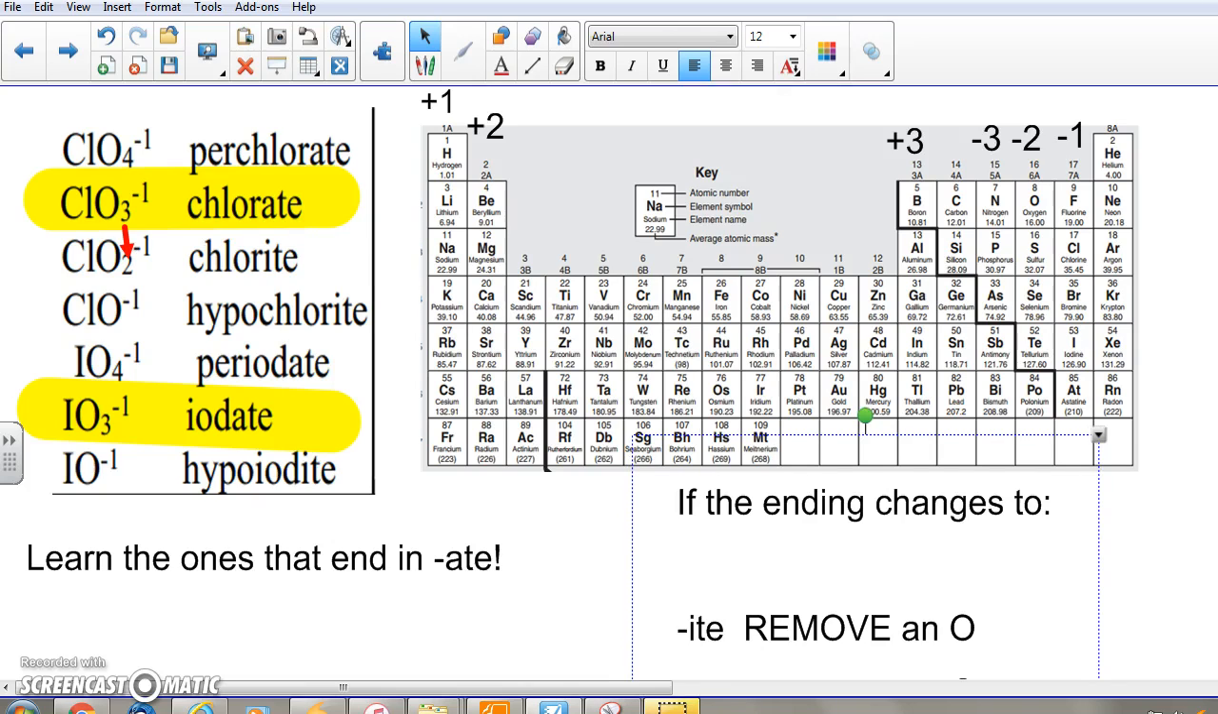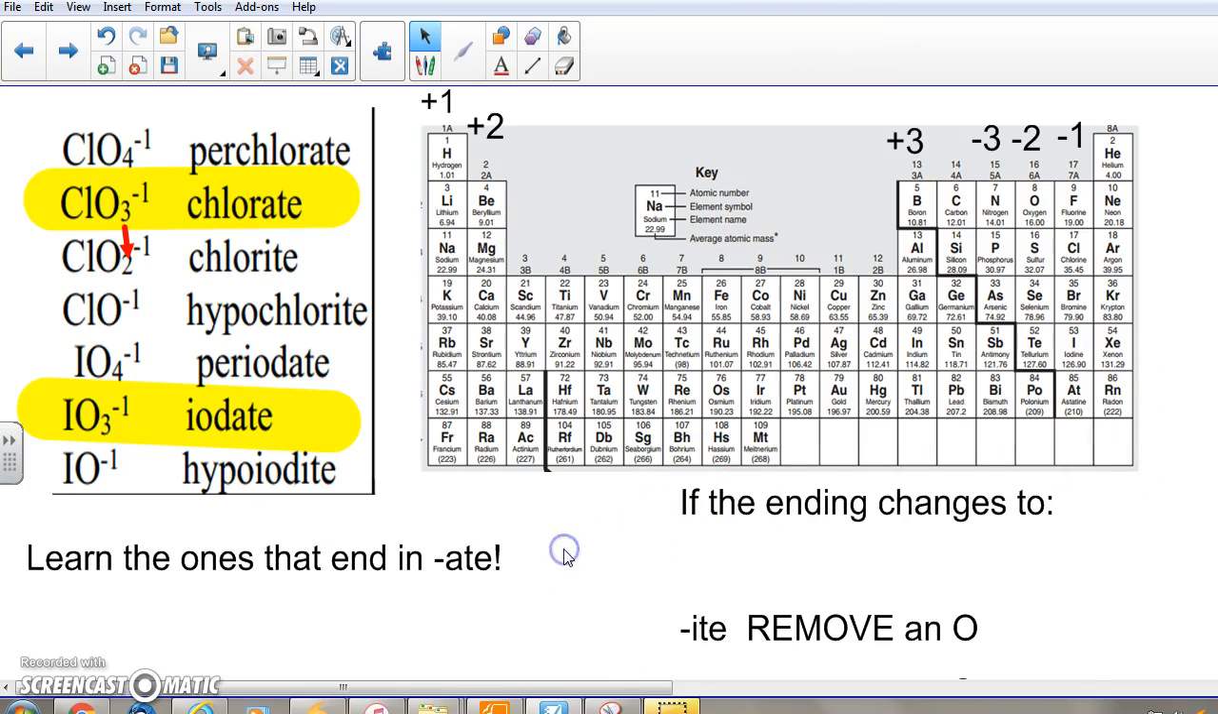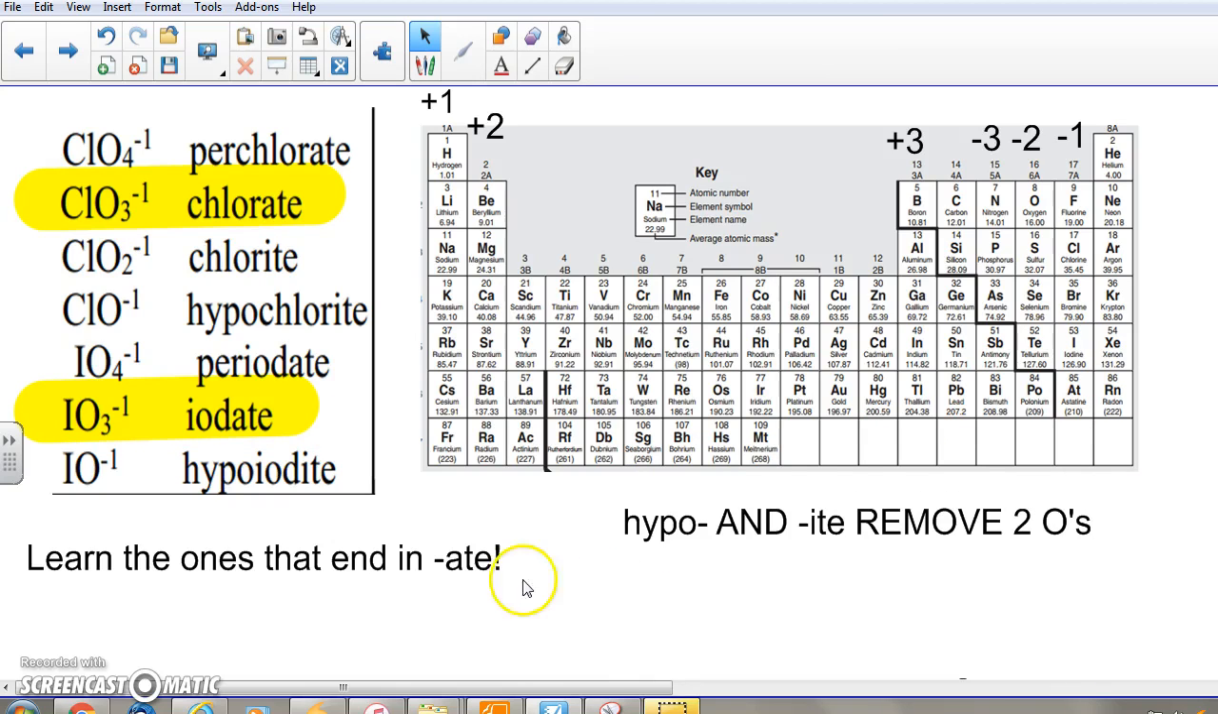The next thing that can happen is that we can have a prefix hypo. See down here we have this hypo, here we have this hypo. So if you have the prefix hypo and the suffix ite, which by the way always go together, you will always get hypo and ite. There's no such thing as hypoate. You wouldn't have hypochlorate, you wouldn't have hypoiodate. You could get hypoiodite, obviously.